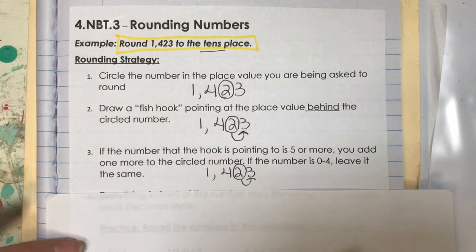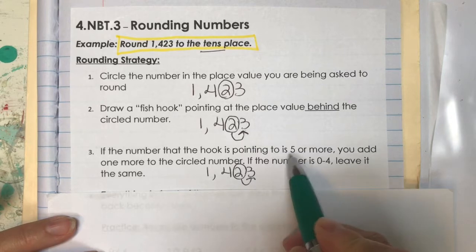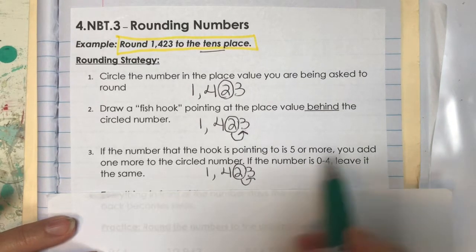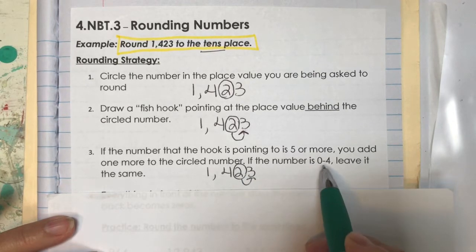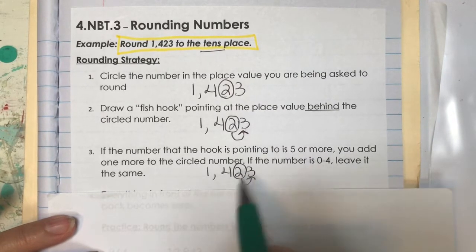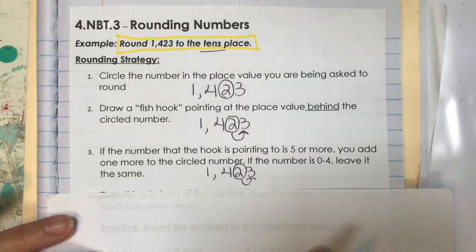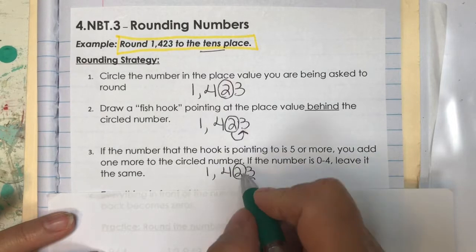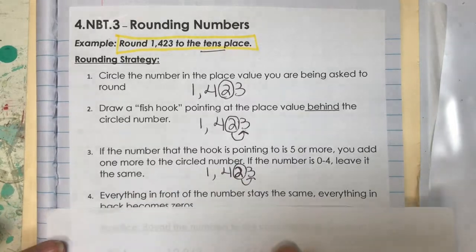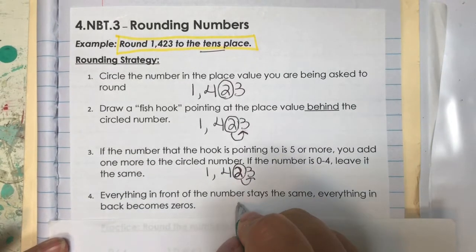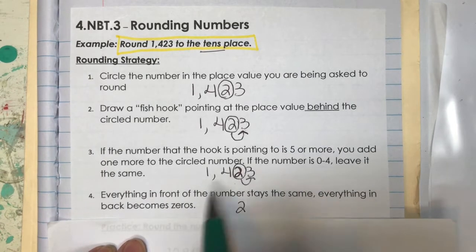Okay, next, if the number that the hook is pointing to, which would be the 3, is 5 or more, you add 1 to the circled number. If the number is 0 to 4, you leave the circled number the same. So when we look at that number, we see that it is a 3. That means that the 2 is going to stay the same. We do not change this one when we are rounding. So I'm going to copy the 2 down. It stays the same because we just rounded, and that's what it told us to do.